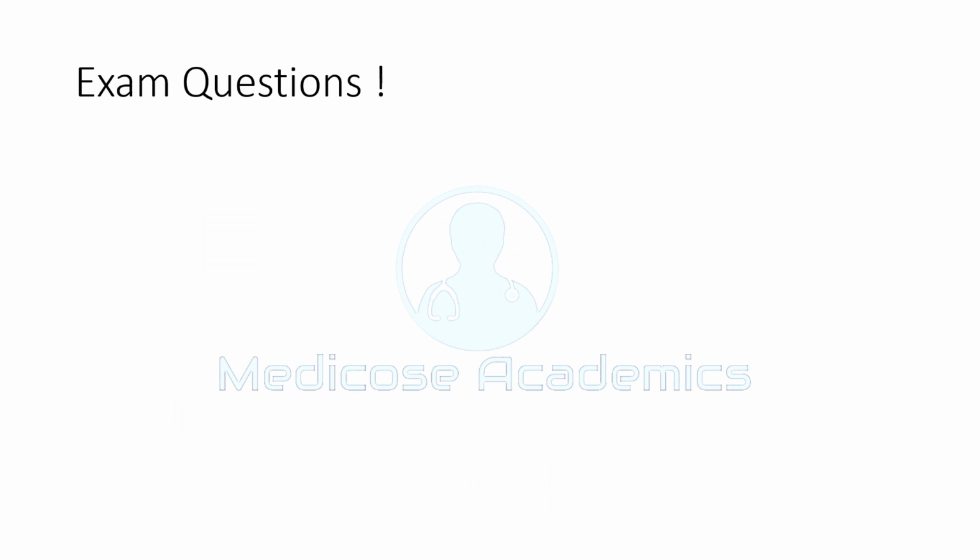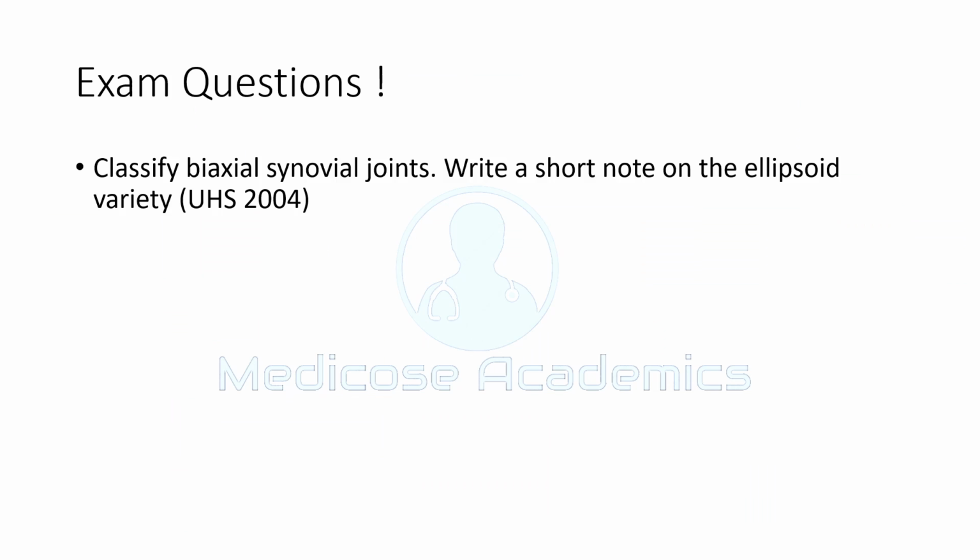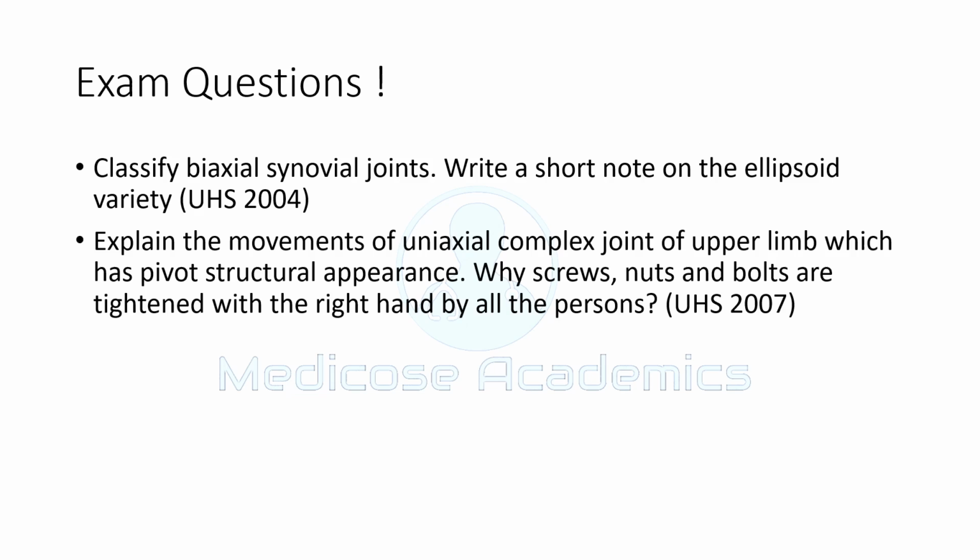Let's review exam questions. I will not be giving them detailed answers, but we have seen them. Let's go through them. Classify biaxial joints. We did that. Write a short note on ellipsoidal variety. We saw that, and the condylar variety. You can give the axes, their movements, and their examples.